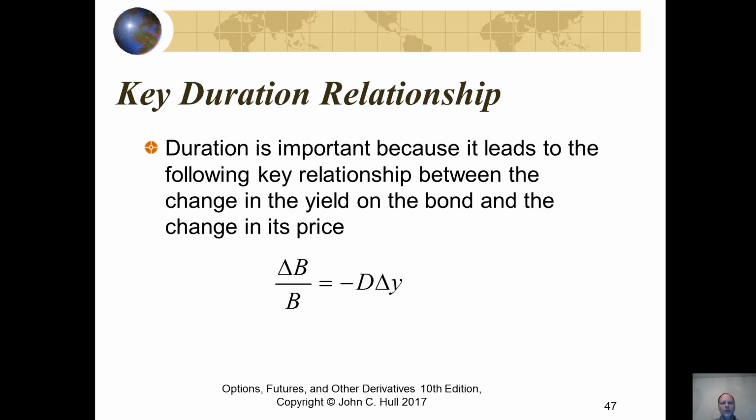If we want an approximation for the change in value of a bond, delta B divided by B, that's minus duration times a change in interest rates. This is assuming a parallel shift in the yield curve. So duration can be used to manage risk. For example, banks try to match the duration to some extent of their assets and liabilities to limit interest rate risk from interest rates going up and destroying the value of their assets.